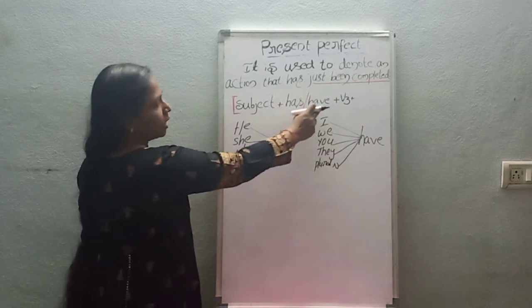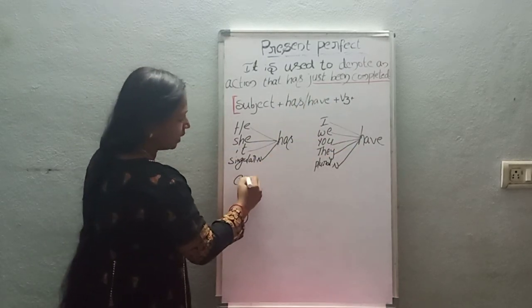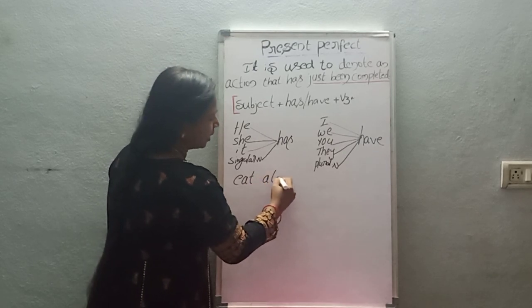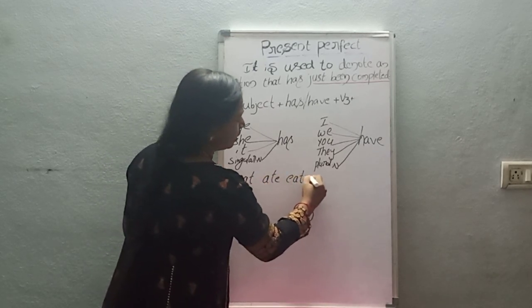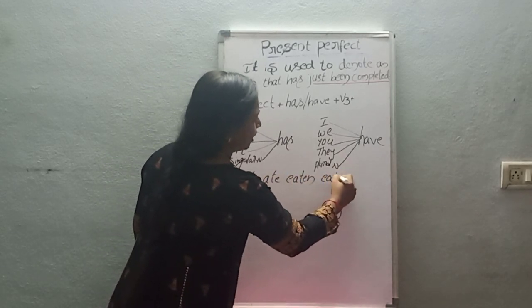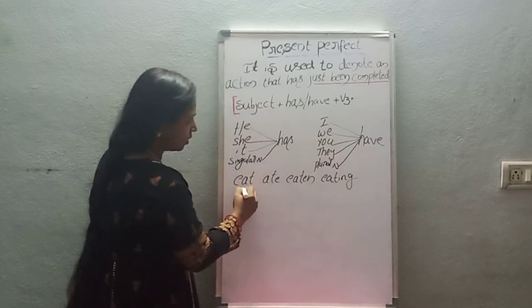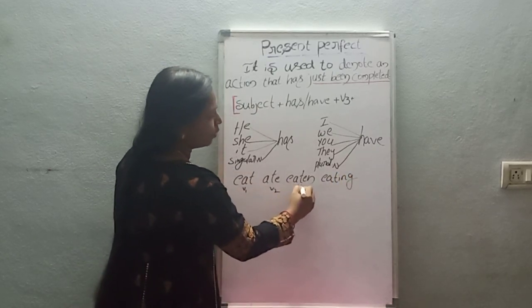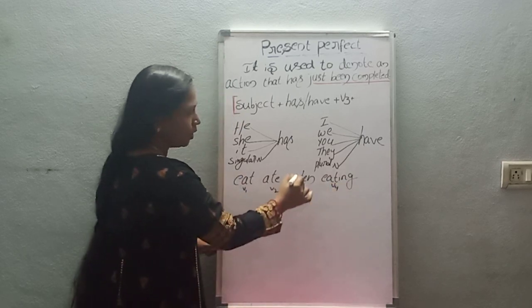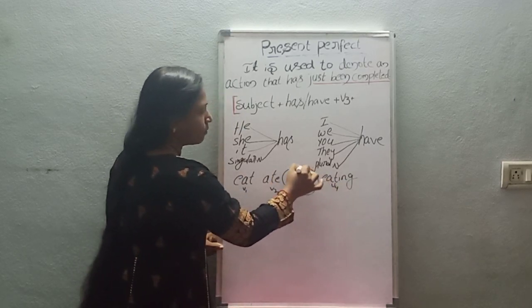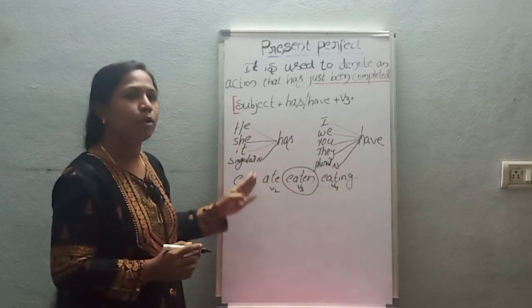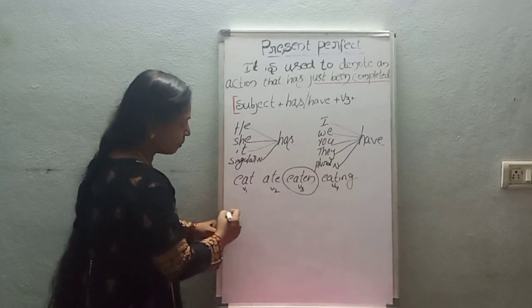Coming to the verb: eat, ate, eaten, eating. This is V1, V2, V3 and V4. We use only the third form of the verb in present perfect. Here you can see some examples.